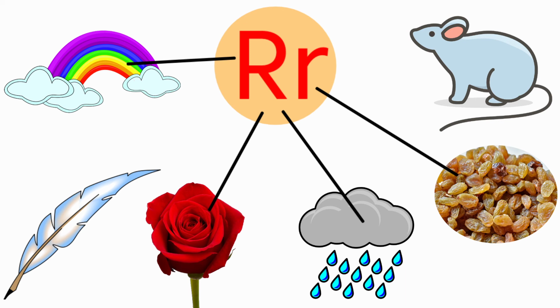Next one, rat. Rat. The beginning sound of the picture rat is R. And the sound of the letter R is R. Both are same sounds. So, we are going to draw a line from R to rat.